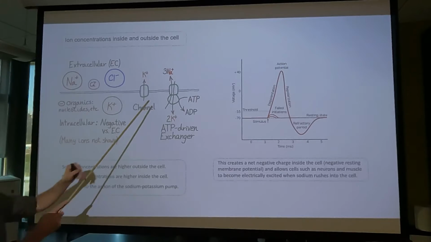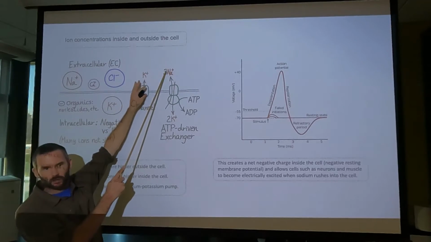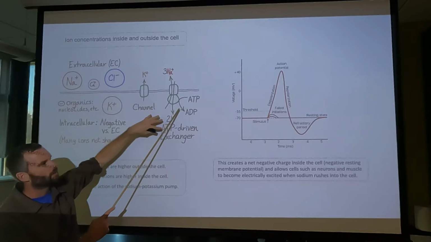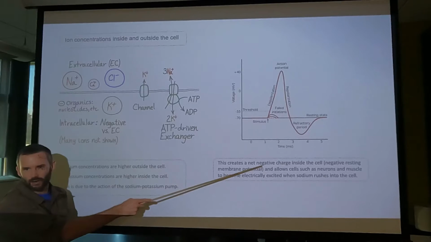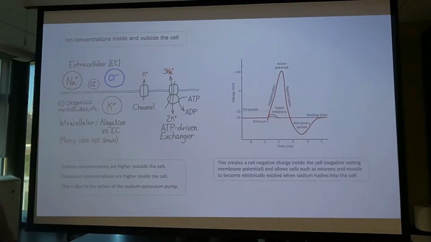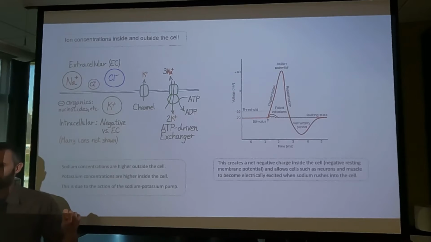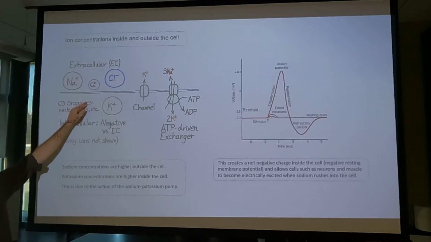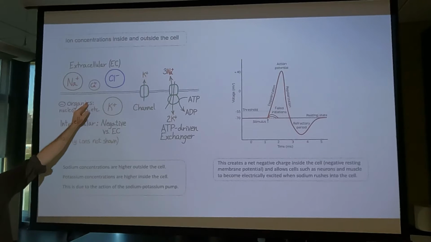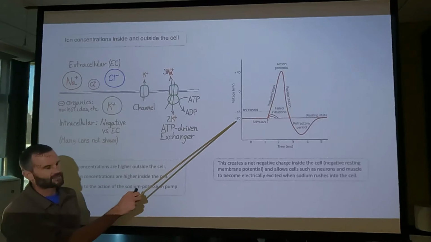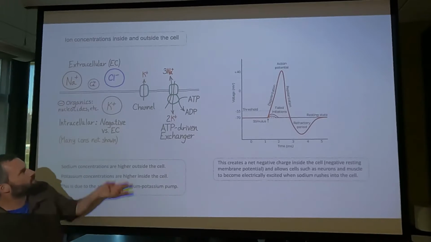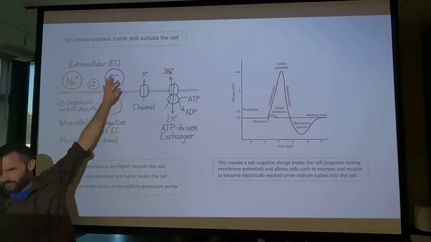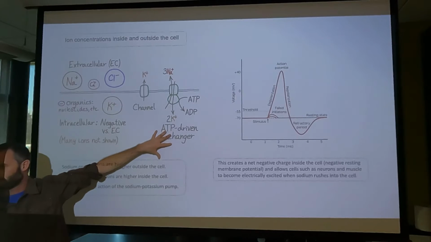Now, the fact that we're moving 3 positive charges outside of the cell and only 2 inside the cell means that we're going to have a net negative charge inside the cell. If you were to take a voltmeter, something that measures electricity, and measure the voltage inside the cell, it would be negative. If you put it inside of a neuron, it would be about minus 70 millivolts. The reason it has a negative charge is because it's pumping all of that positive sodium outside of the cell, which makes the inside negative.